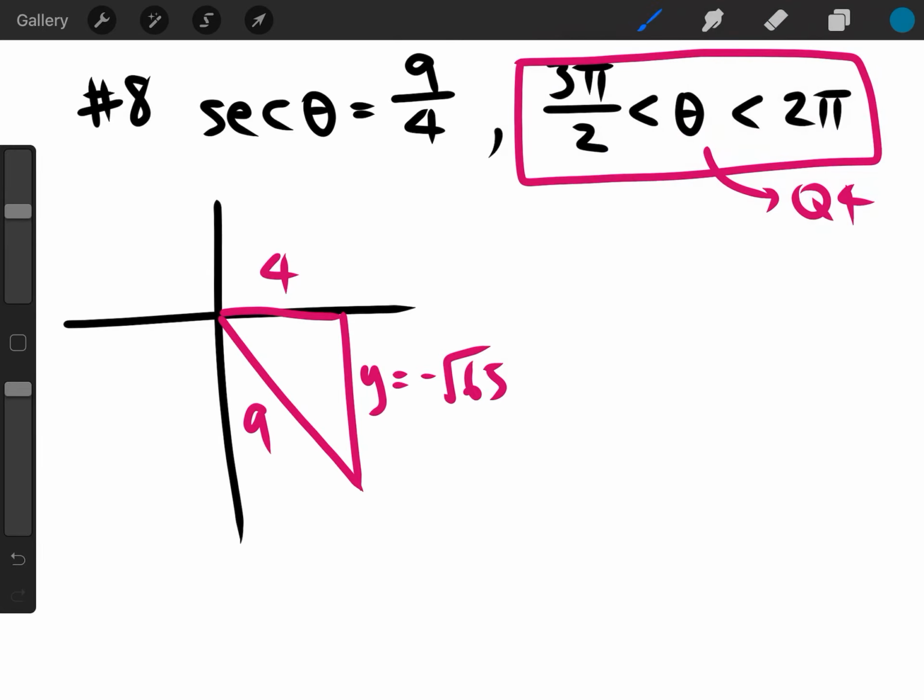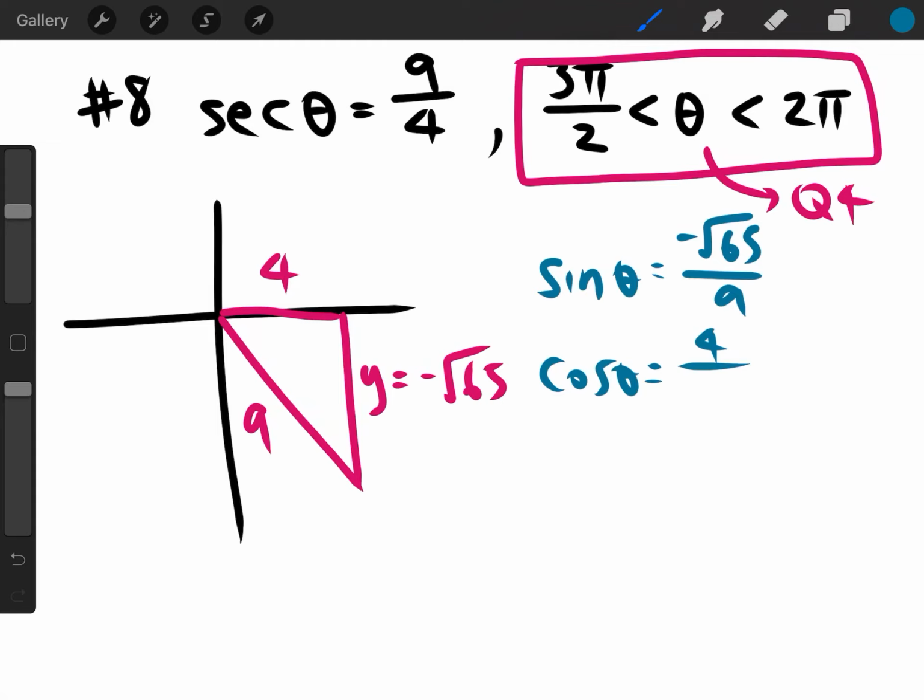Okay, so let's just go ahead and write down the other 5 trig functions. Sine theta is going to be opposite over hypotenuse. Cosine is going to be adjacent over hypotenuse, and that's consistent with being the reciprocal of secant. And then we got tangent theta, that's opposite over adjacent.